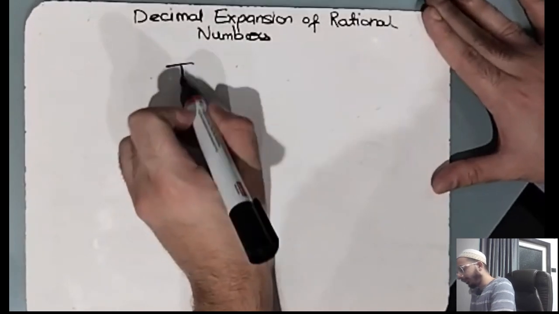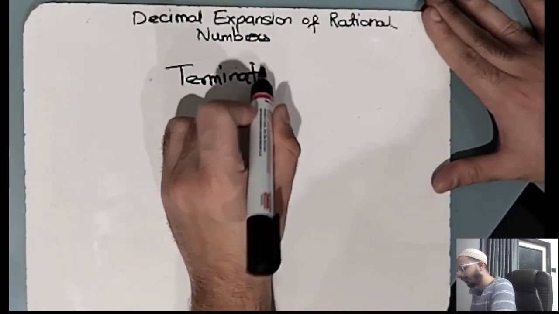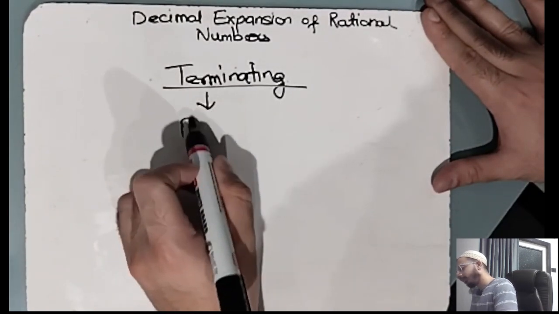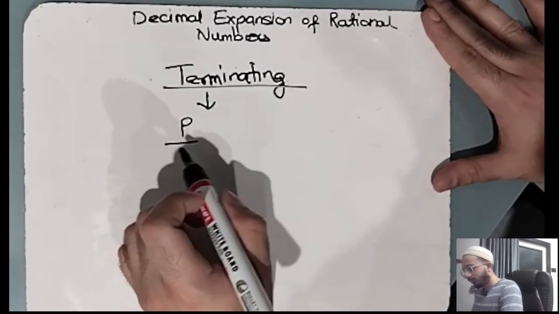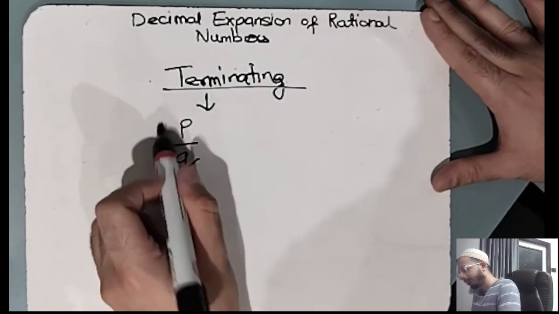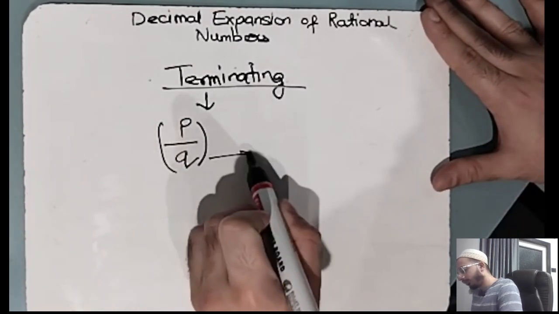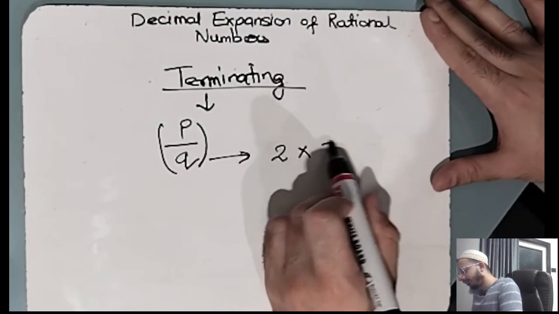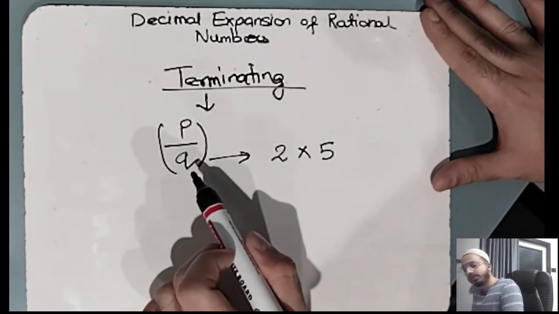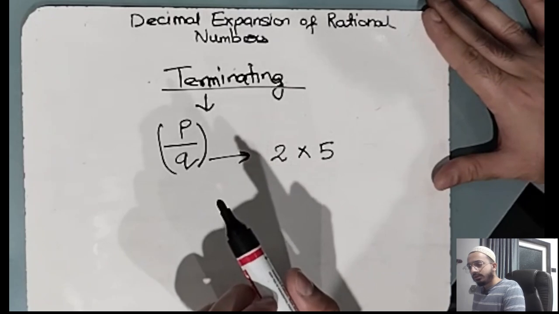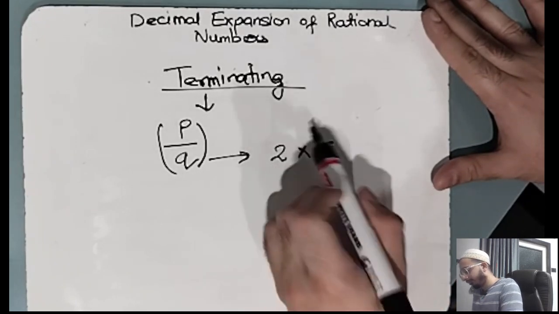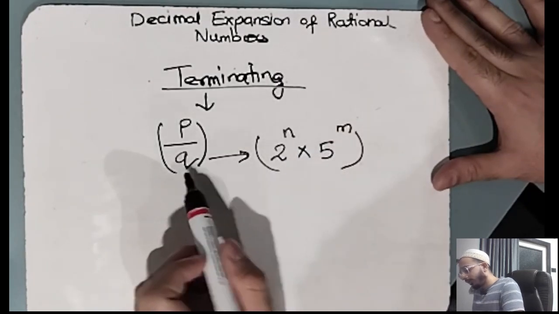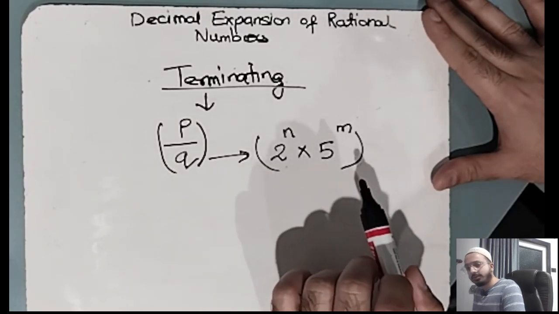In case of a terminating number, whose digits end, they don't go on forever, we have a property that in the fractional form of this number, p over q, the denominator q can be written in multiples of 2 and 5. That means the denominator must have its prime factors as 2 and 5 only, 2 to the power n and 5 to the power m. That means the denominator must be comprised of 2 and 5 multiples only.